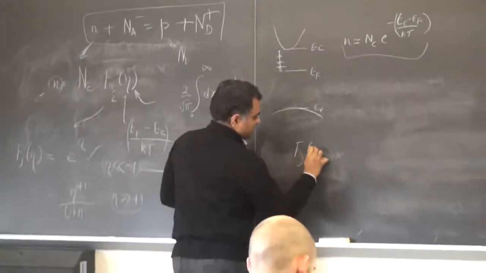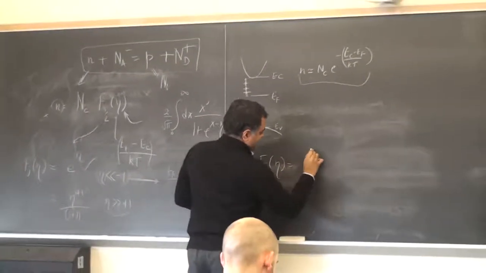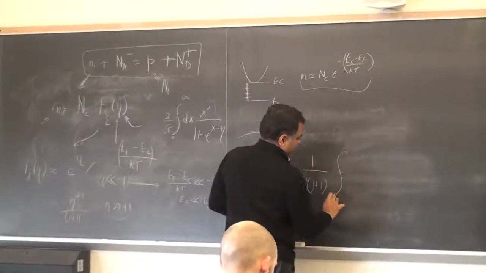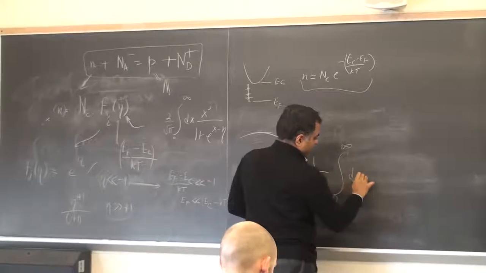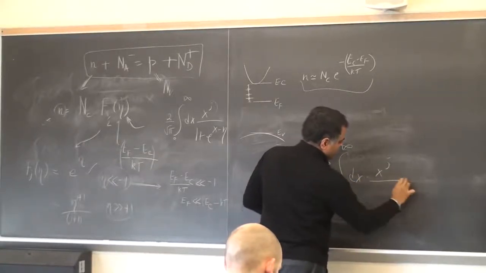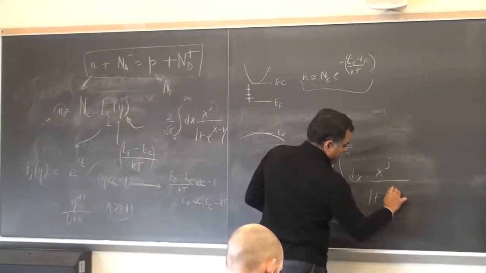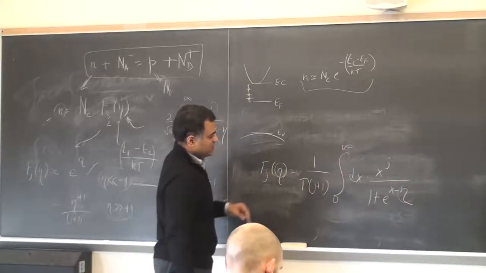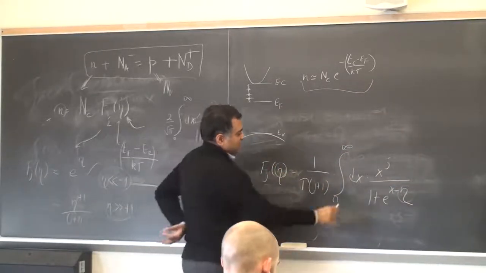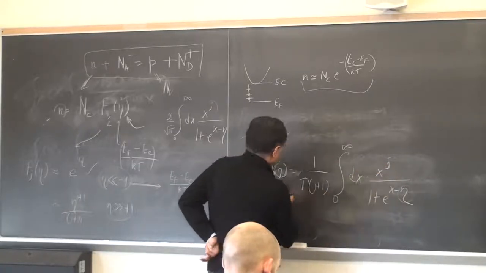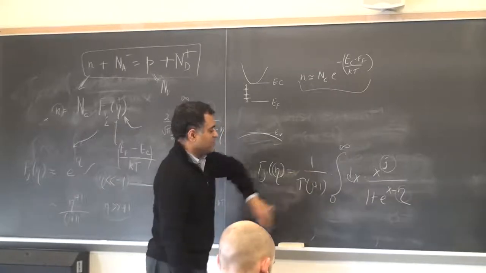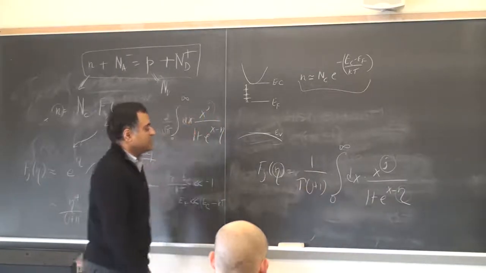The most general Fermi-Dirac integral is given by 1 over the gamma function, then the integral of x to the power j over e to the power x minus eta plus one. So essentially it's a function of this quantity, and it's an integral. The jth order is the power here, and then there's a little normalization factor, the gamma function.